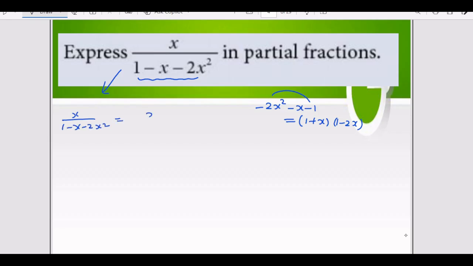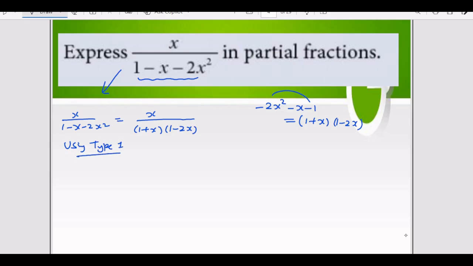So we have converted this into type 1. You can see now in the denominator we have only the linear factors 1 plus x and 1 minus 2x. Now we will use the same method. So I am writing here, using partial fraction of type 1. This is of type 1 method.